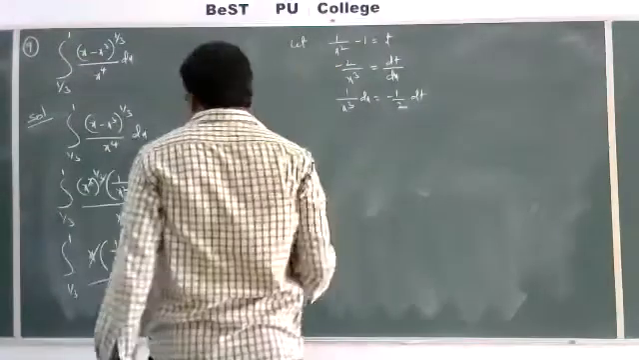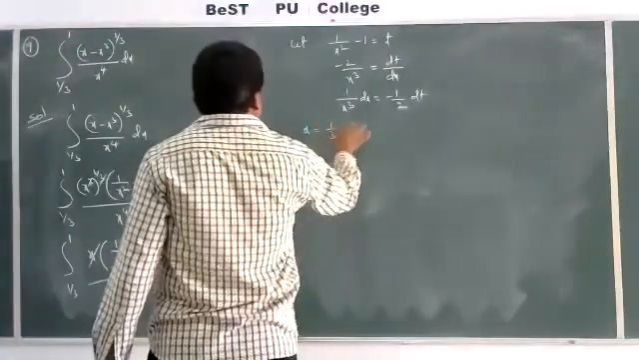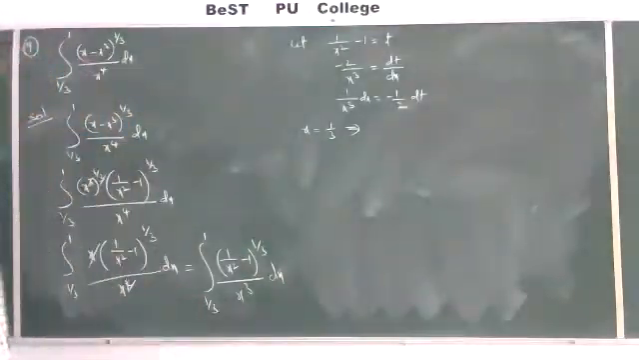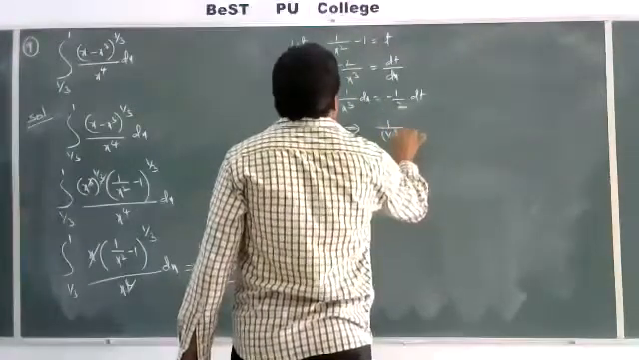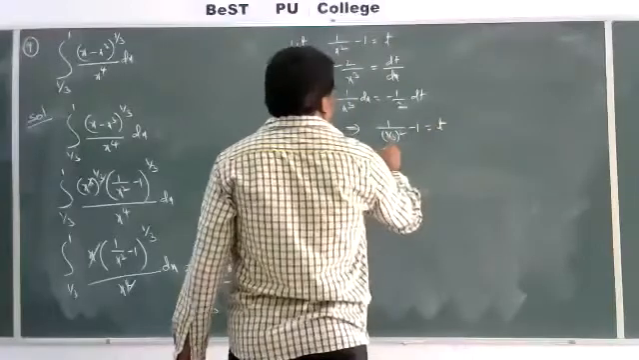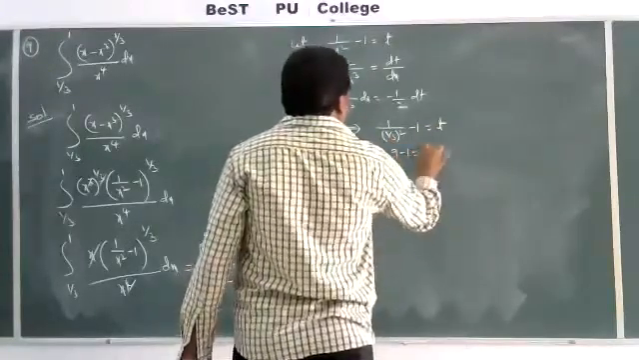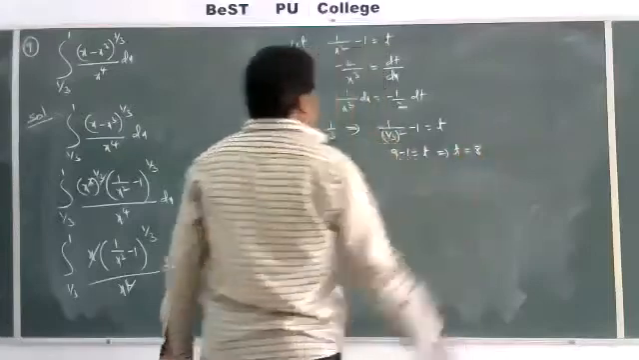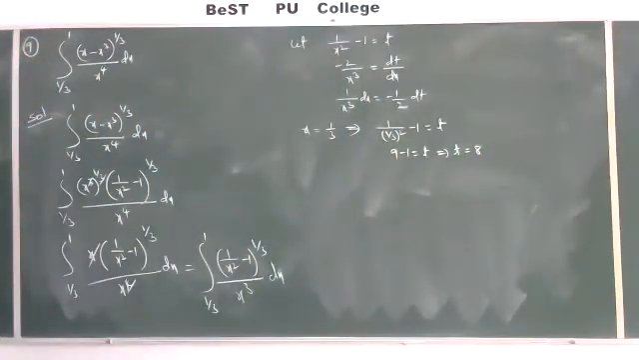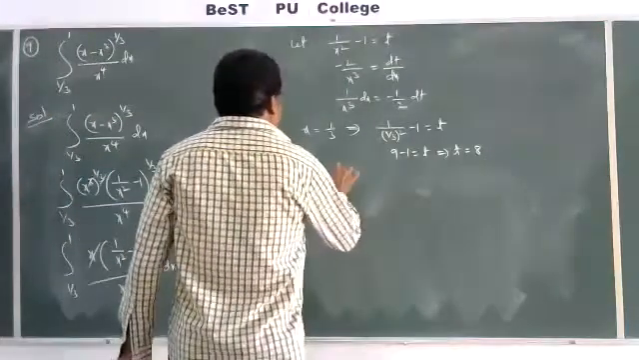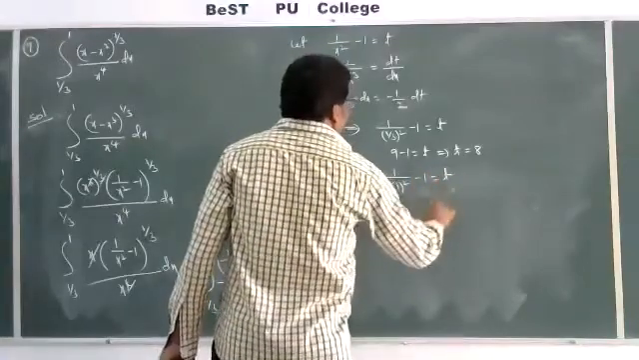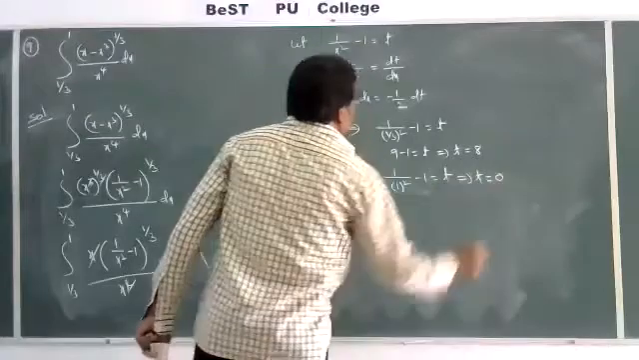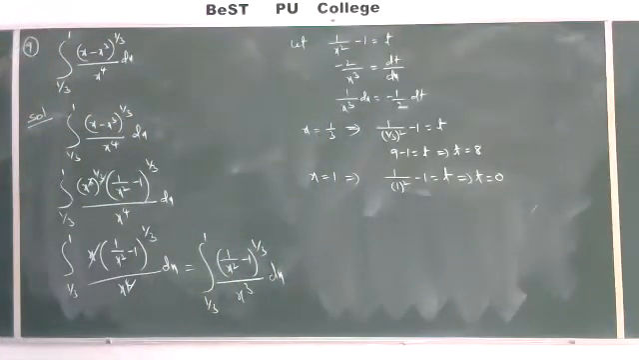Then change the limits. First substitute x = 1/3, the lower limit. Here (1/3)² − 1... that is, 1/9 − 1 inverted: 9 − 1 = t, which implies t = 8. So the lower limit is 8. The upper limit is x = 1, that is 1/1² − 1 = t, which gives t = 0. So the lower limit is t = 8 and the upper limit is t = 0.